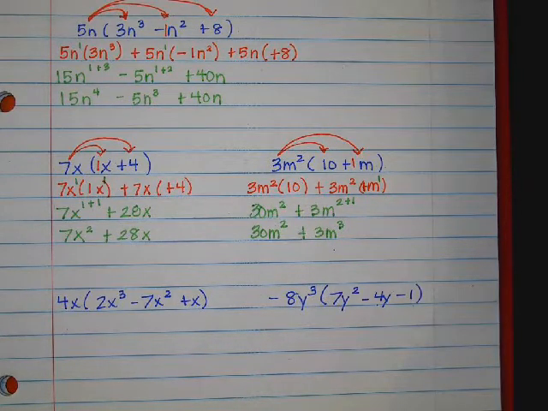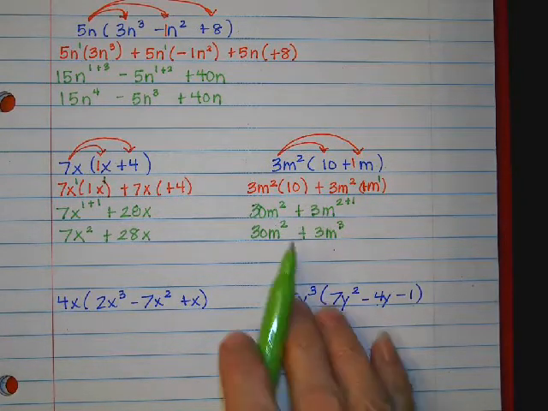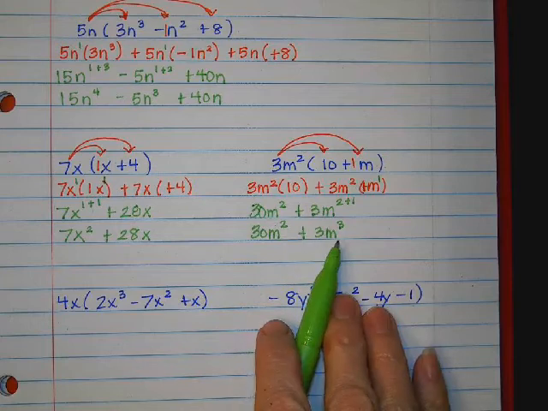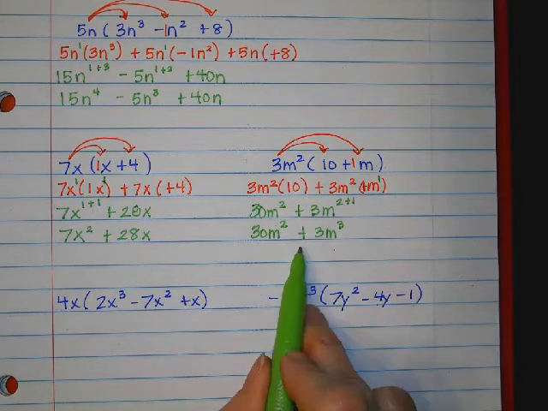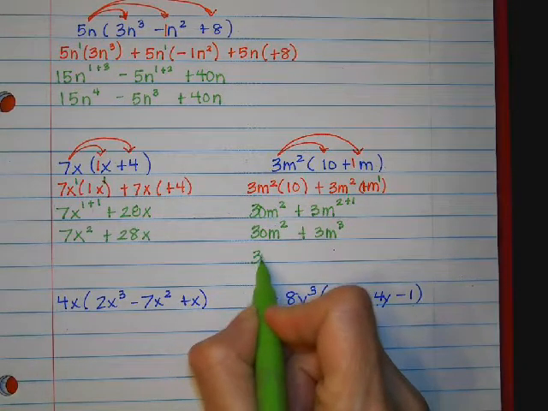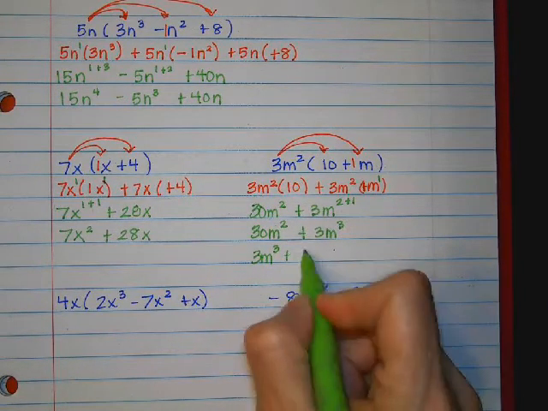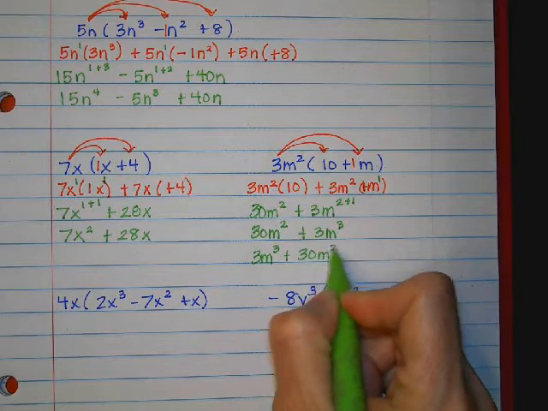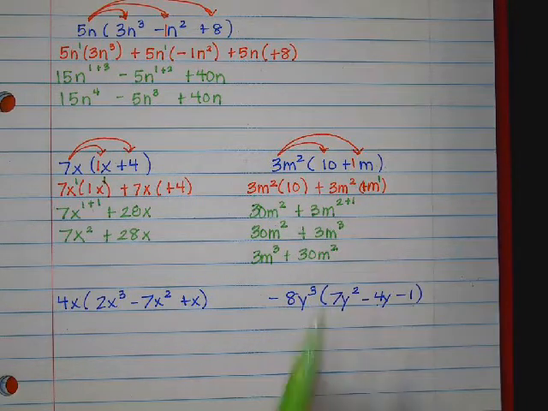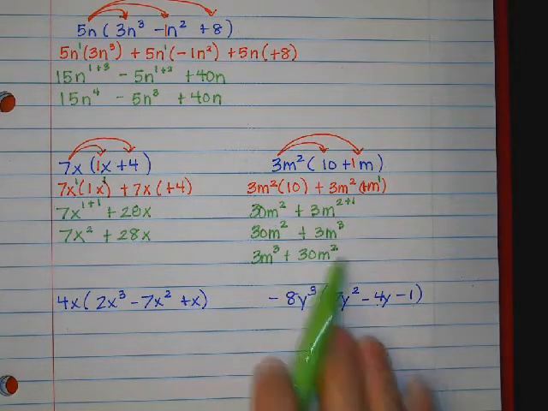Now I have to check to make sure they're in descending order. Well, 2 is not bigger than 3, so I have to rewrite it. That's a positive 3m to the 3rd, and then my positive 30m to the 2nd. So now I'm in descending order. Degree of 3, degree of 2. Beautiful.